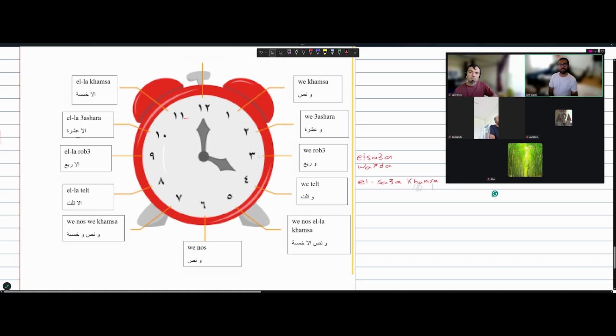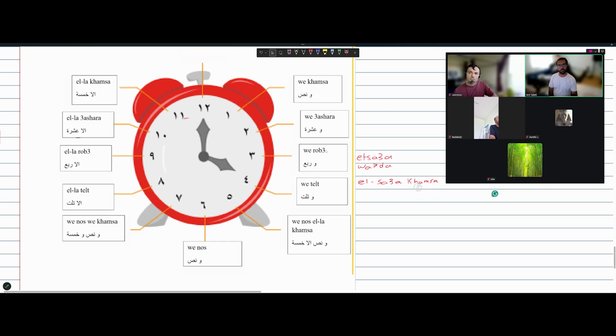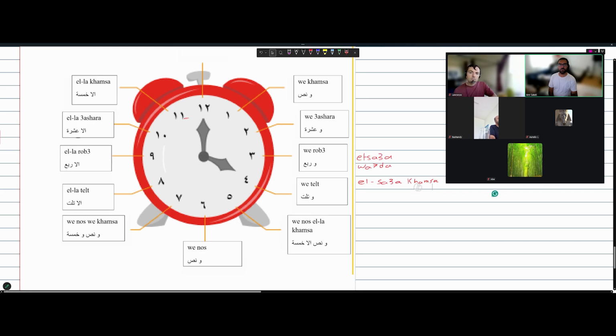Then with the quarter, you say وربع. So 15 would be وربع, and a quarter. So واحدة وربع, it's 1 and a quarter. So a quarter of an hour, basically. When it's 20 minutes, you say وتلت. So that would be and a third.